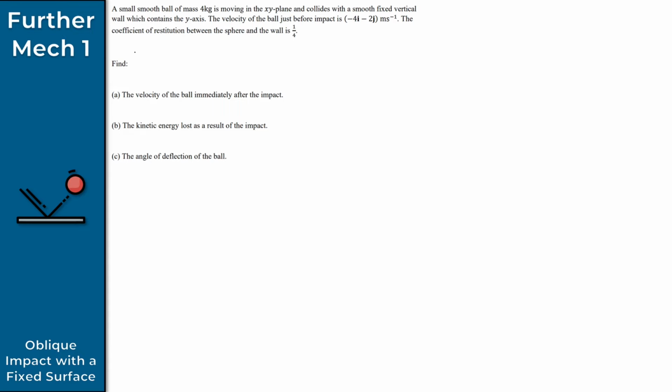So what do we have then for this question here? Well, what we're told is a small smooth ball of mass 4 kg is moving in the xy plane and it collides with a smooth fixed vertical wall which contains the y-axis. We're then told that the velocity of the ball just before impact is the following here, and the coefficient of restitution between the sphere and the wall is 1 over 4.